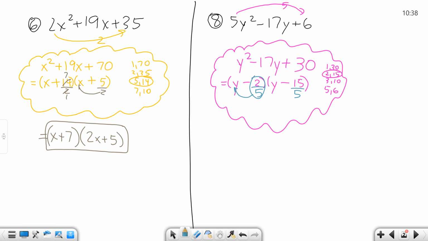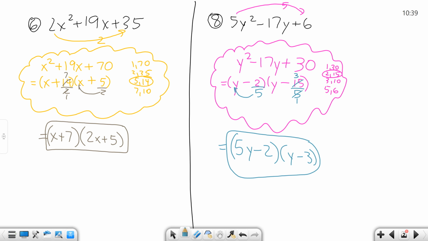5 moves up here because 2 over 5 does not simplify, so that's going to be 5y minus 2. And then here, 15 over 5 does simplify. 5 goes into 15 3 times and 5 once. You don't bring a 1 up. There's already understood to be a 1. So that's going to be y minus 3. And again, you could FOIL this, and that would give you the original problem you started with.